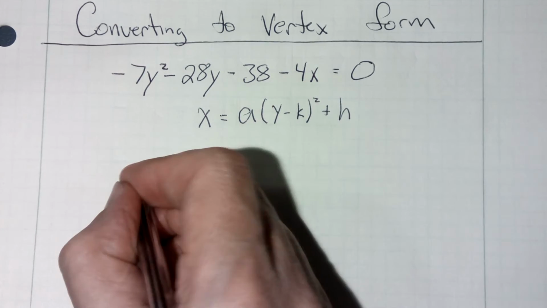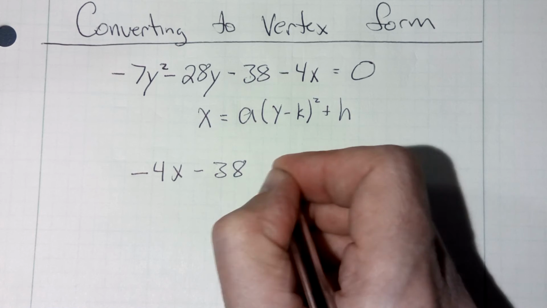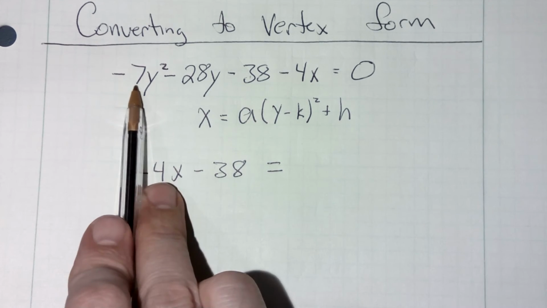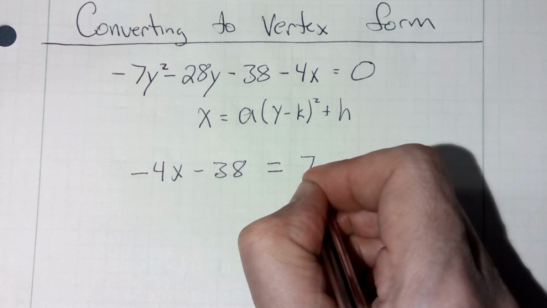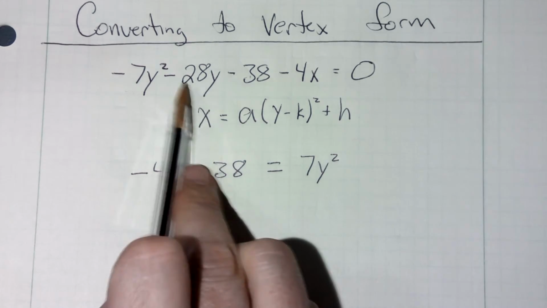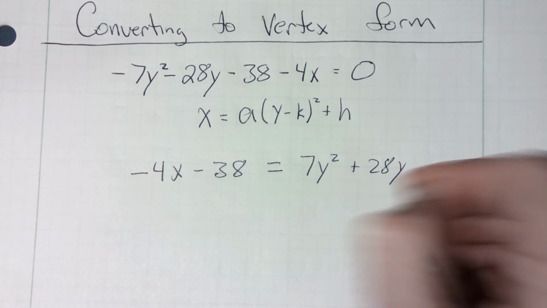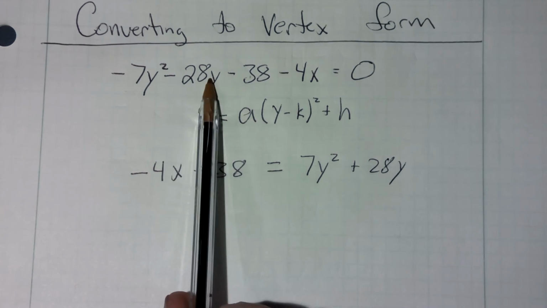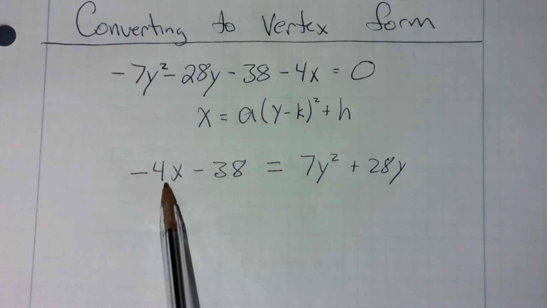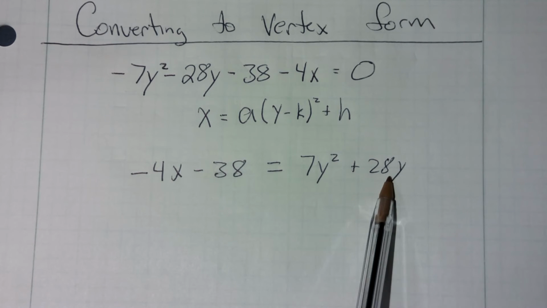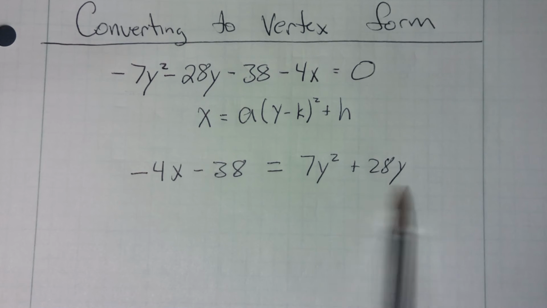So I'm going to do the minus 4x minus 38 equals, now I'm going to bring this term over, right? I'm adding 7y squared, so it becomes a positive 7y squared. I'm adding 28y, so I'm adding 28y. If you notice, I had 1, 2, 3, 4 terms equals 0. I still have 1, 2, 3, 4 terms. I just brought these two terms to the right side of the equation.